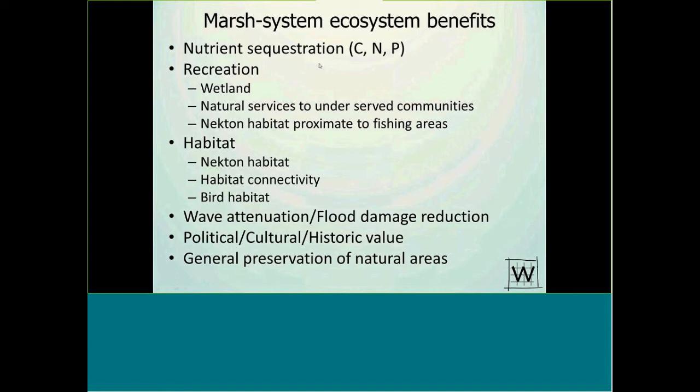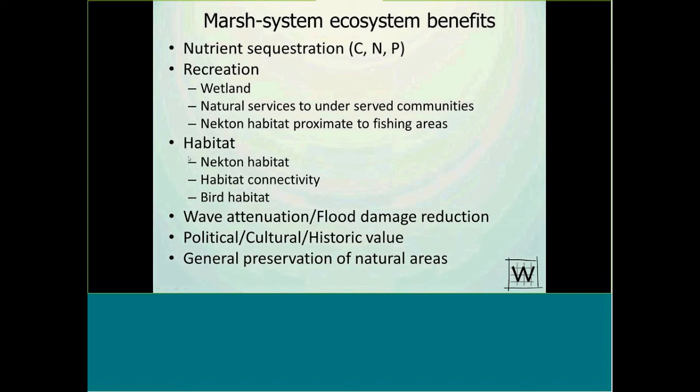So nutrient sequestration, whether it be carbon or nitrogen or phosphorus, and then a number of different possibilities that marshes assist in recreation, whether it's school groups visiting wetlands, natural services to underserved communities was of particular interest to New York City parks. Nekton habitat that's proximate to fishing areas, so these marshes may be serving as important habitat to allow for fishing. So these are human-centered recreational benefits.